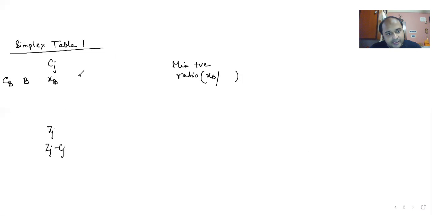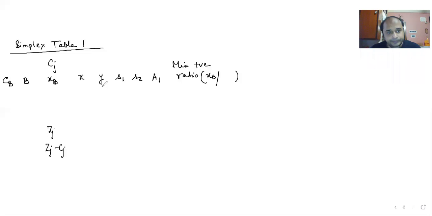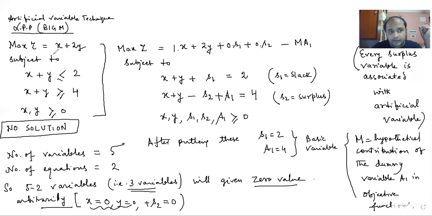Now you see, let us put the variables x, y, s1, s2, and a1. Contribution of x in the objective function is 1. Y's contribution is 2, and s1's contribution is 0, s2's contribution is 0, and a1's contribution is minus M. Since the contribution of a1 is minus M, therefore this method is called the big M method, since a hypothetical quantity M is involved here.